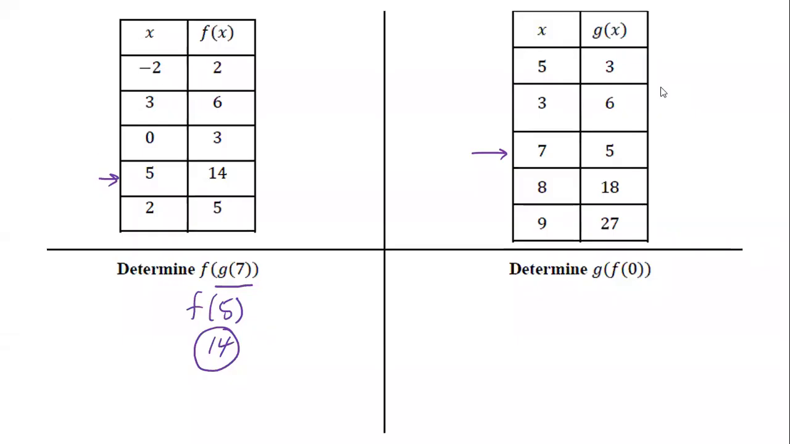So I'm going to give you 60 seconds or less to do the last one. Okay, let's see what we got. So we started from the inside, F of 0. So we went to table F, went to 0, and we got, what's the output there? 3. So we get G of 3. So we're going to go to table G, and the output at 3 is 6.